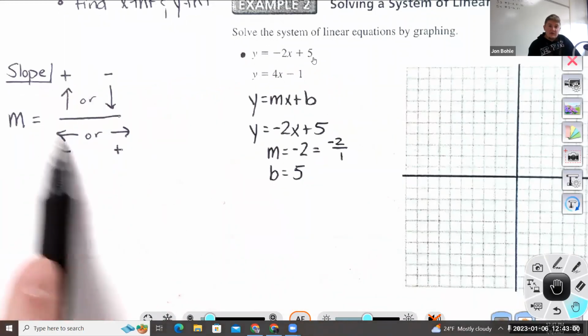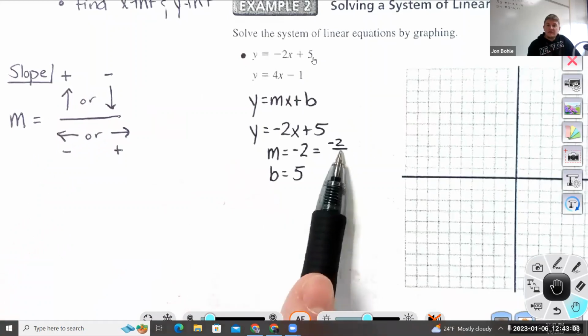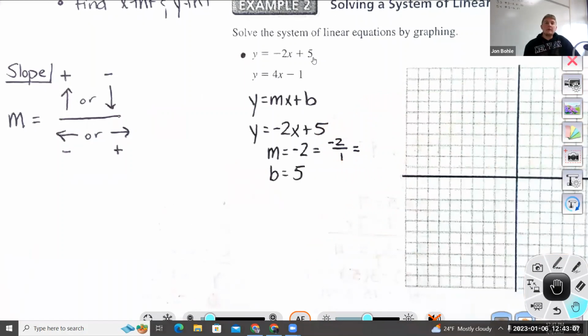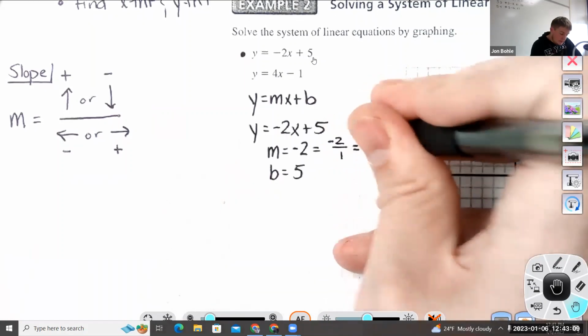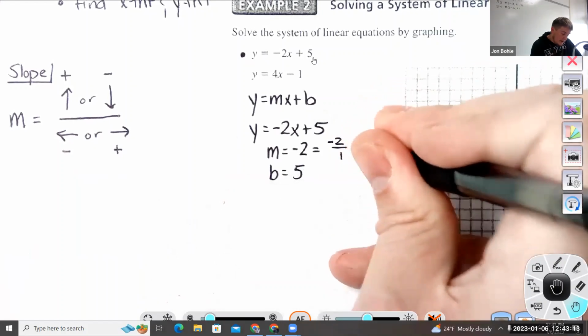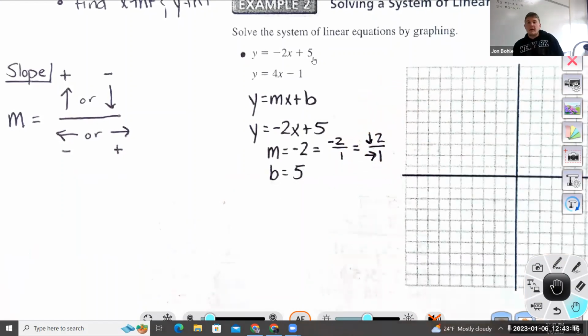So kind of using this, as I look at my slope of negative 2 over 1, negative 2 on the top, where's that tell me? Down 2, right. And then positive 1 on the bottom is right 1. Okay, I think we're 100% ready to start graphing now.